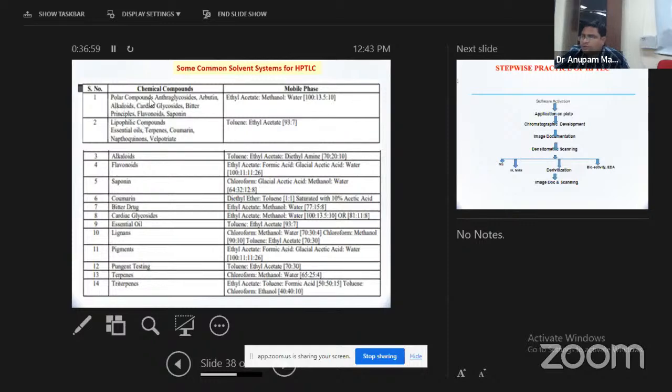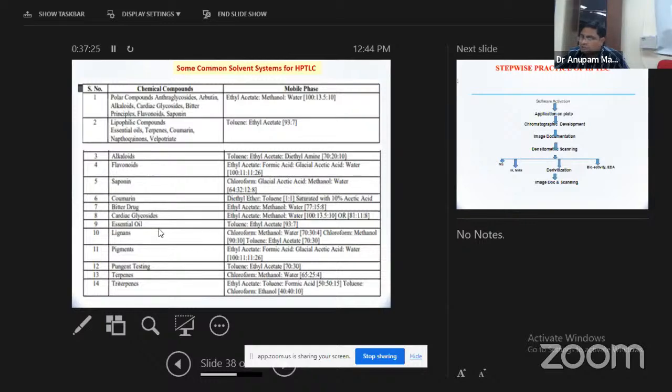For polar compounds like anthocyanin, arbutin, alkaloid, cardiac glycoside, bitter principle, flavonoid, you can use ethyl acetate and methanol. Accordingly, by seeing the plate, you can modify your solvent system. In case of alkaloid, toluene, ethyl acetate, diethylamine is always better. And in case of saponin, chloroform, glacial acetic acid, methanol, and water, and for coumarin, diethyl ether.